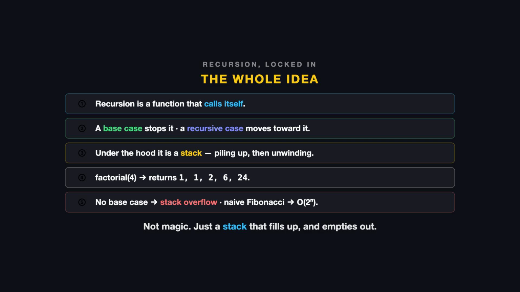Forget the base case, and the stack fills forever. Stack overflow. And beware the naive Fibonacci trap. Recomputing the same values turns a clean recursion into an exponential mess. That is recursion. Not magic. Just a stack that fills up, and empties out.